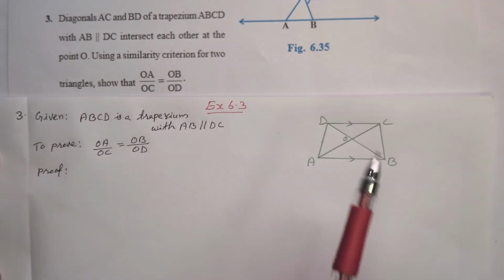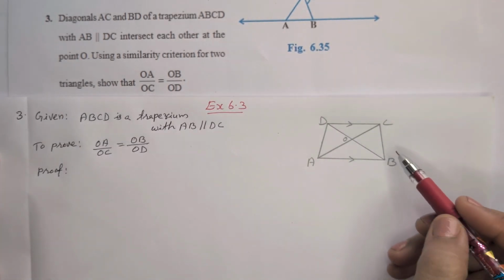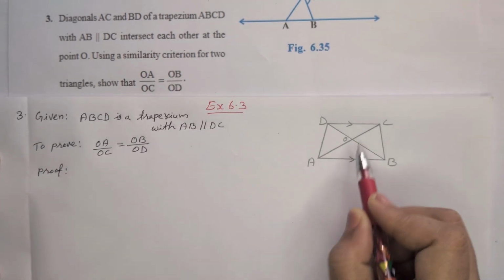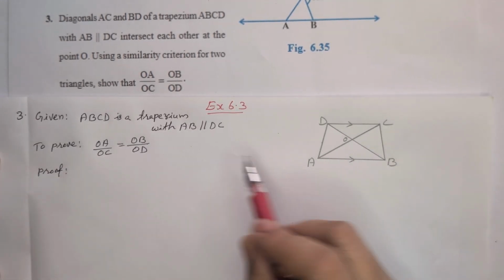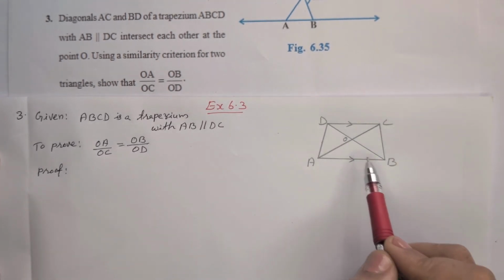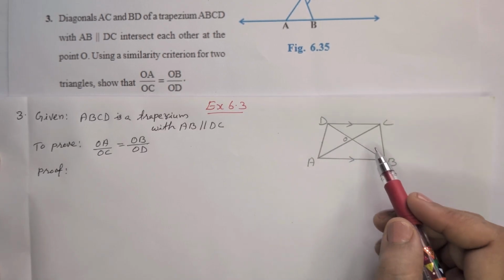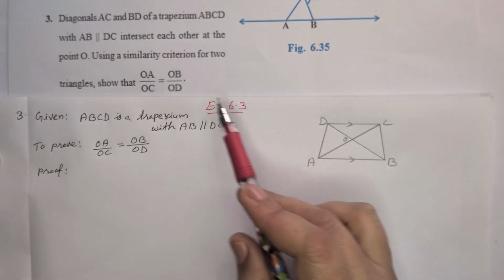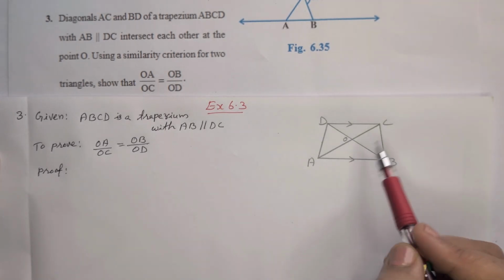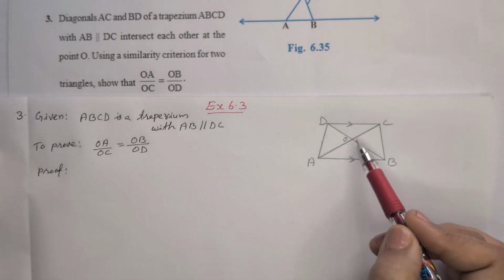Question number 3. Diagonals AC and BD of a trapezium ABCD. Trapezium means one pair of parallel sides. Here it's given AB is parallel to DC. These two lines are parallel, and the diagonals intersect each other at the point O. Using the similarity criterion for two triangles, show that OA by OC is equal to OB by OD.